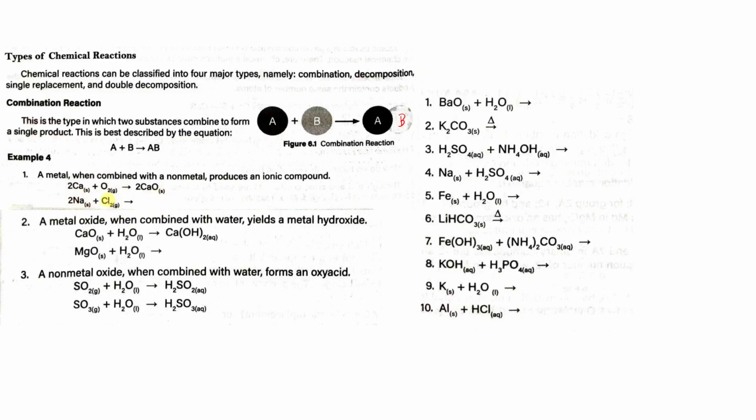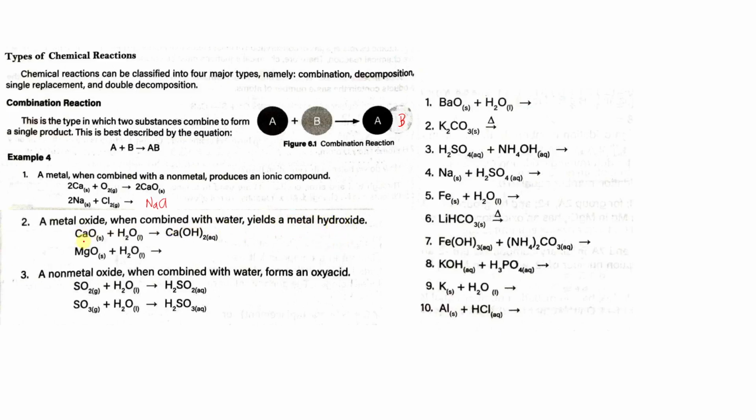How about here? What do you think is the product for this one? Well, again, this one is a simple combination reaction. So just combine this one, Na and then Cl. Then for the second example, here we have a metal oxide. When combined with water, it yields or it produces a metal hydroxide.